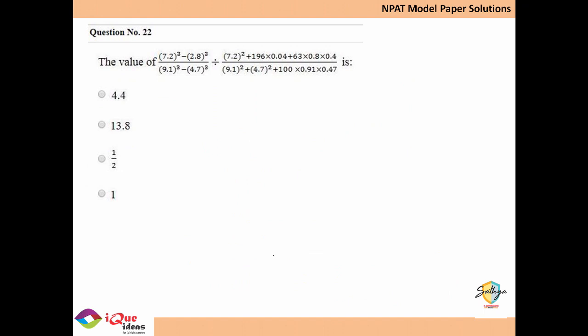Okay. Now this is a very typical problem, right? And solving this is too lengthy, too complicated. So ideally I would say this should never be attempted in the examination.